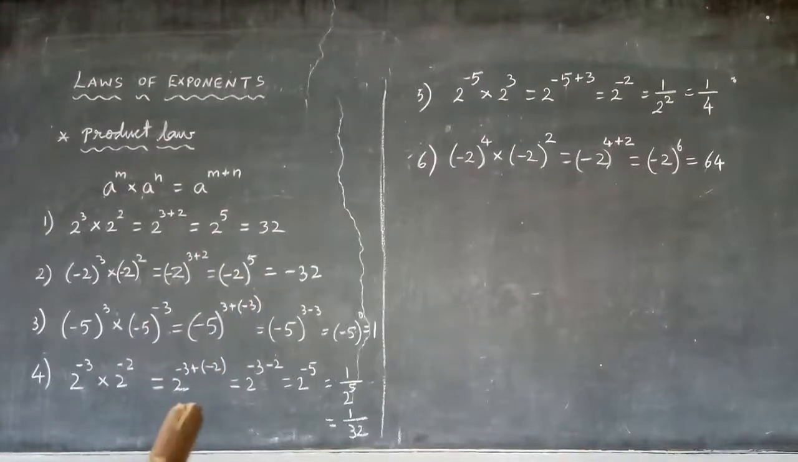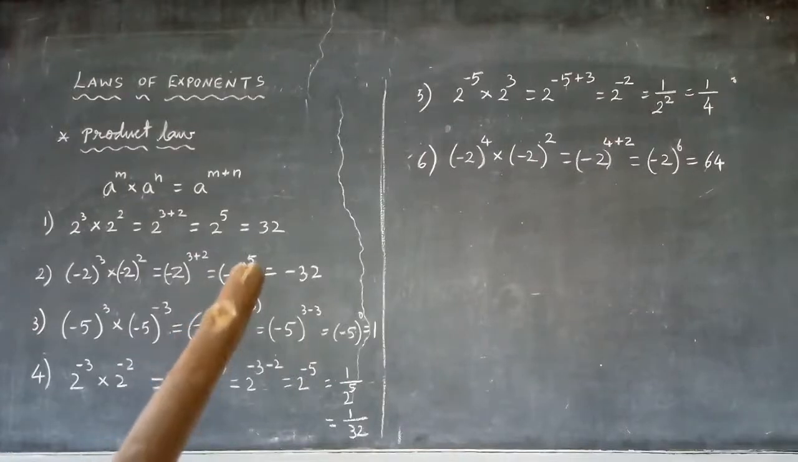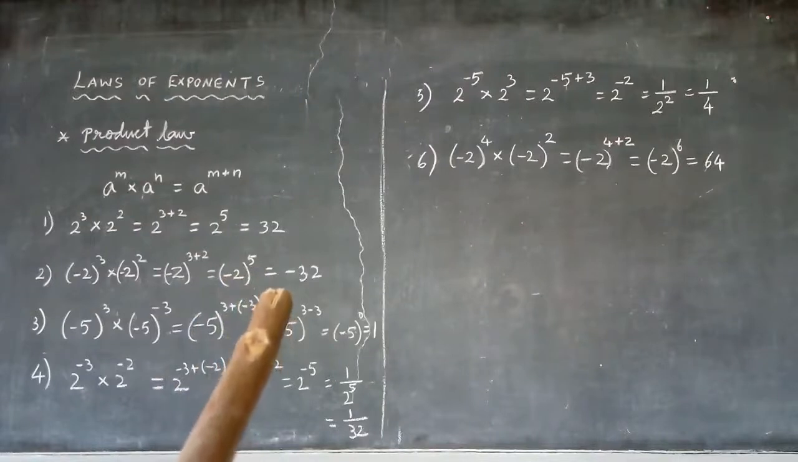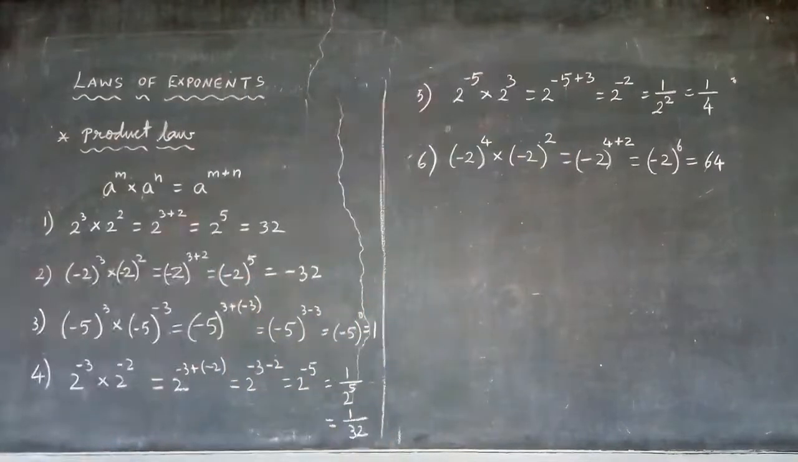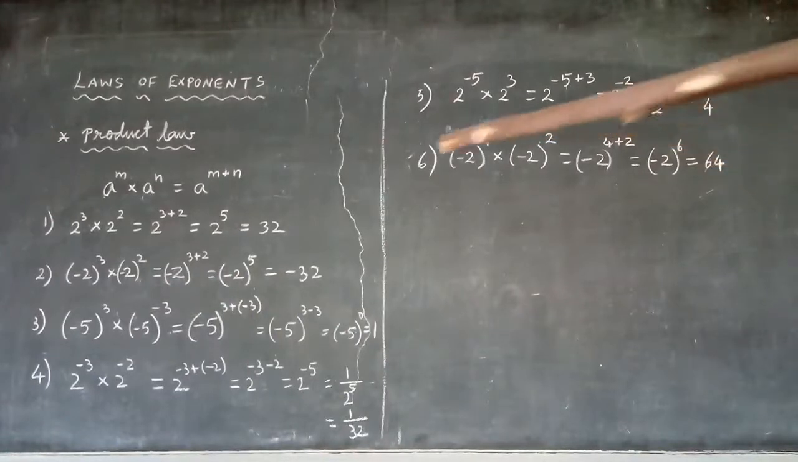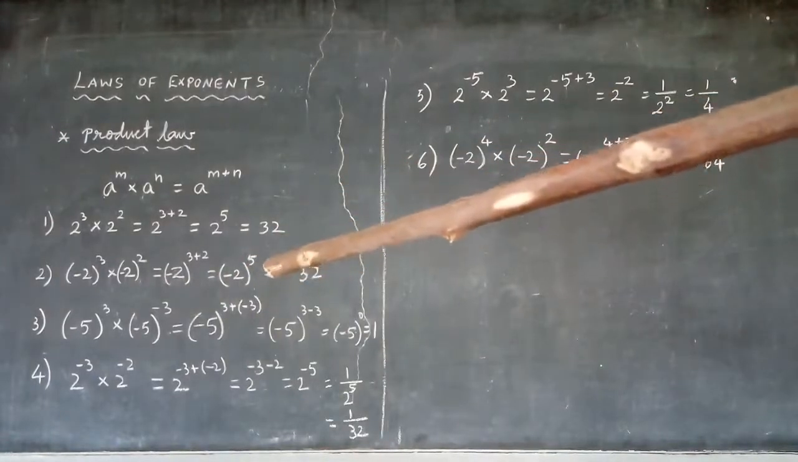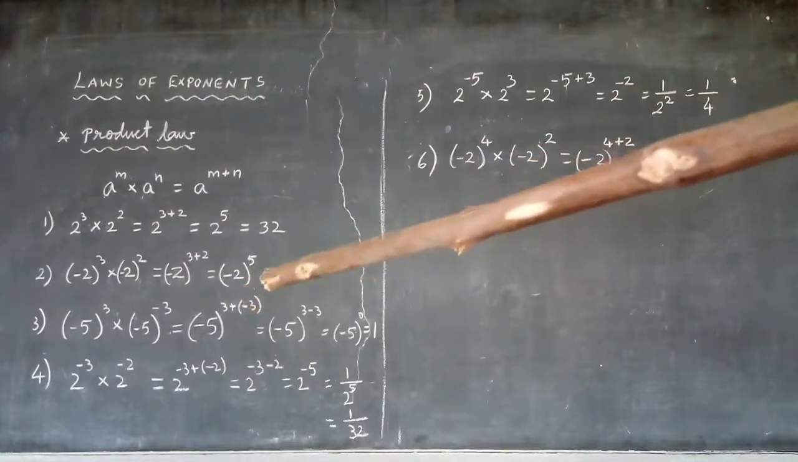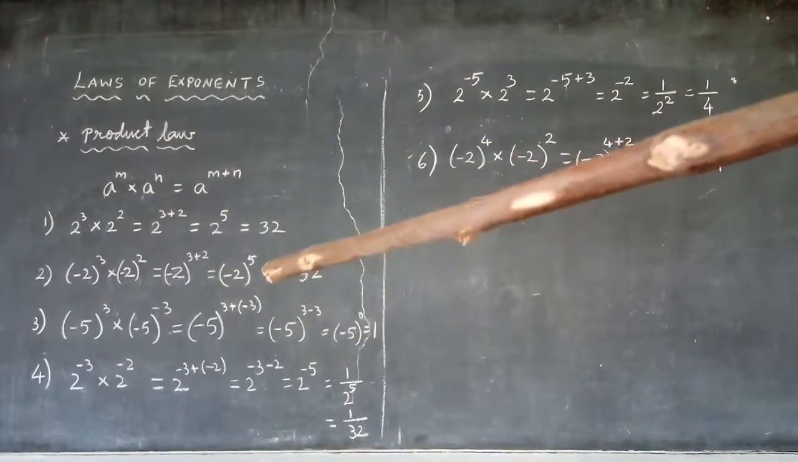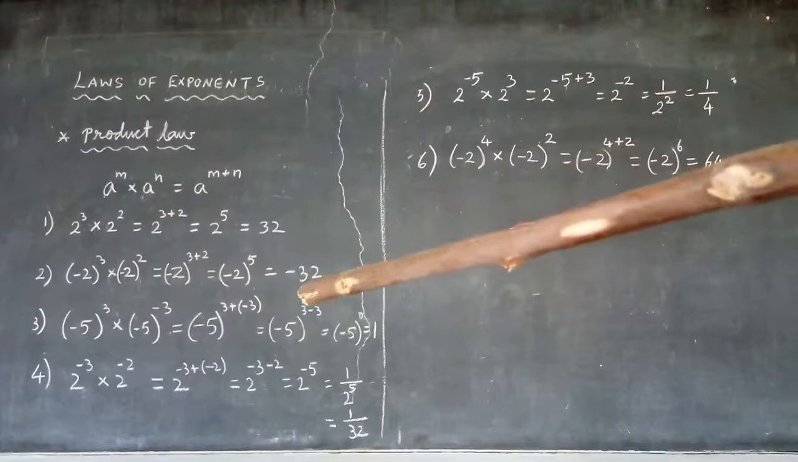So minus 2 power 5. If the base is negative and the power is odd, the answer will have a negative sign. If even, the positive sign will come. So in this example you can see minus 2 whole power 6, where the answer sign will be positive. Here, a negative base with odd power, and the answer sign will be negative.